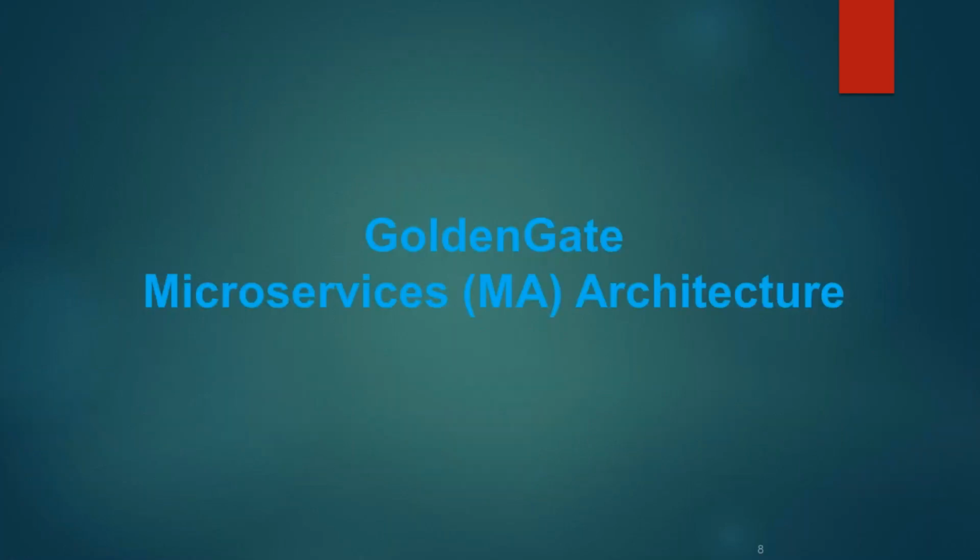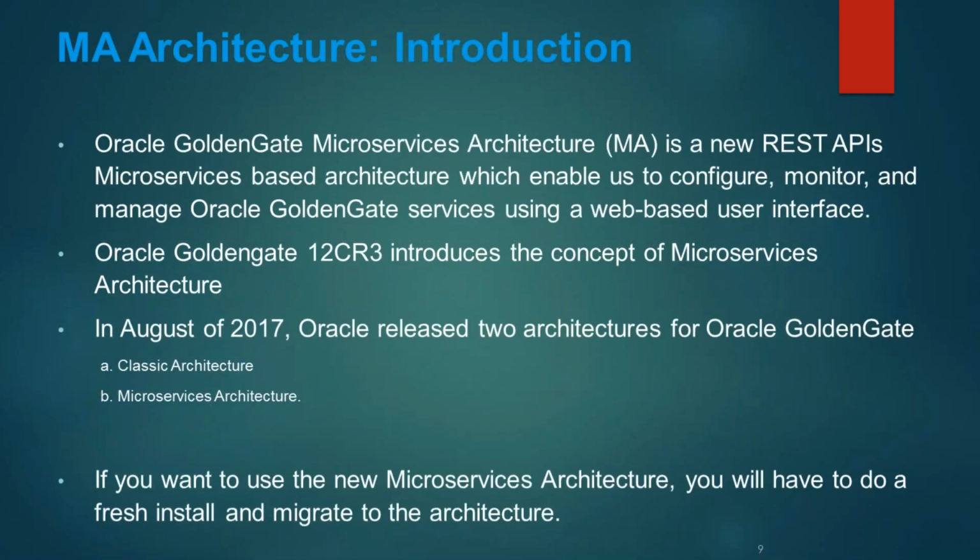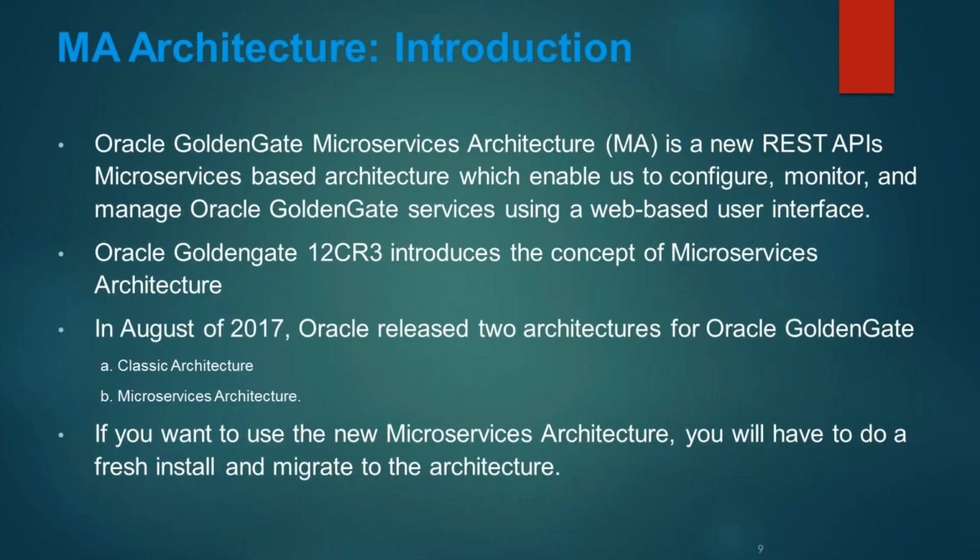Now, what happened with the introduction of 12c R3? Golden Gate introduced a new concept known as microservices architecture. So far the issue was that organizations need Golden Gate experts. Being a command prompt technology, organizations are unable to find them, because Golden Gate is still a very niche technology. Not many people know it, and Golden Gate is getting popular day by day.